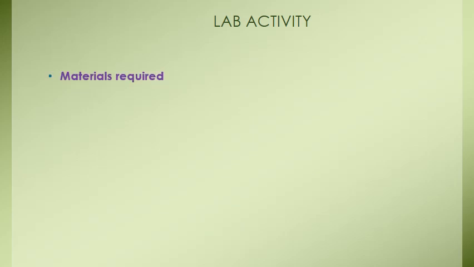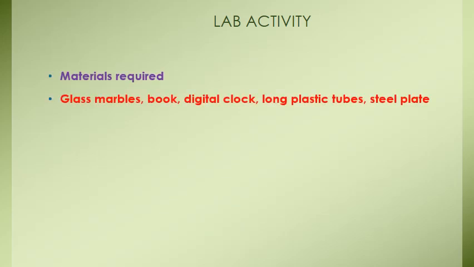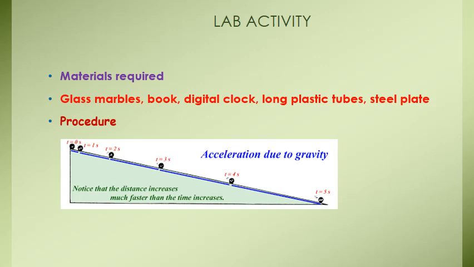Now continue with the activity. So already I told you glass marbles, books, digital clock, long plastic tubes and steel plate are required to do this activity. So arrange them, the books. So procedure is arrange the books and leave the marble on an inclined plane. At the end it touches the iron scale.